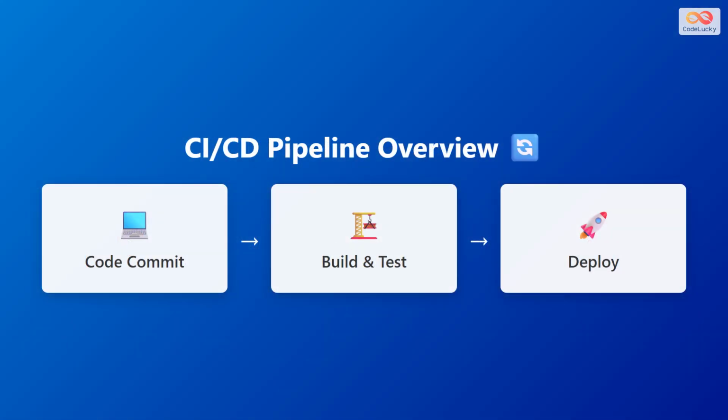Let's understand how a continuous integration and continuous deployment pipeline works. It's a 3-step automated workflow. First, developers commit their code changes to a repository. Next, the system automatically builds the application and runs tests to ensure everything works correctly. Finally, if all tests pass, the application is automatically deployed to the target environment. This automation eliminates manual errors and speeds up the entire software delivery process.